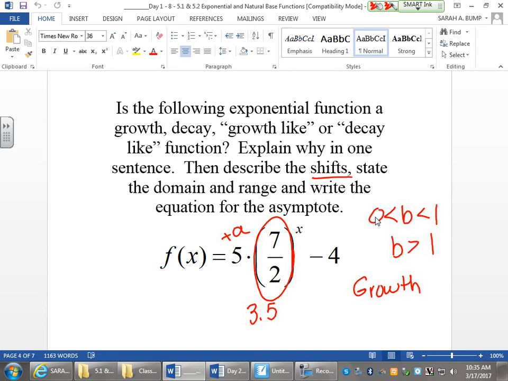All right, so the shifts, where do they come from? The H and the K value. So what's our H value? 0. So this particular function would have no horizontal shift. And what about the vertical? The -4, so it shifts down 4 units.